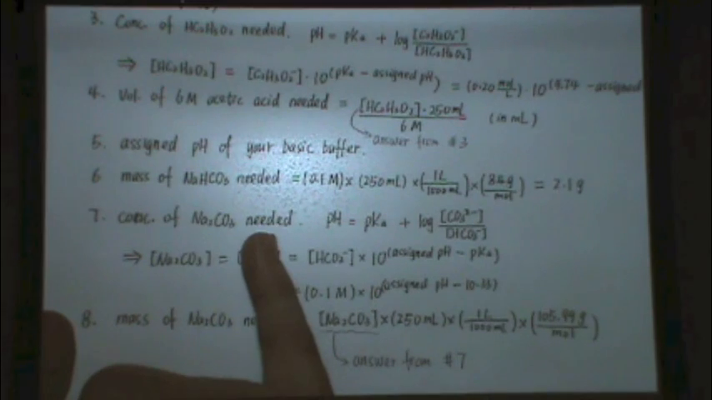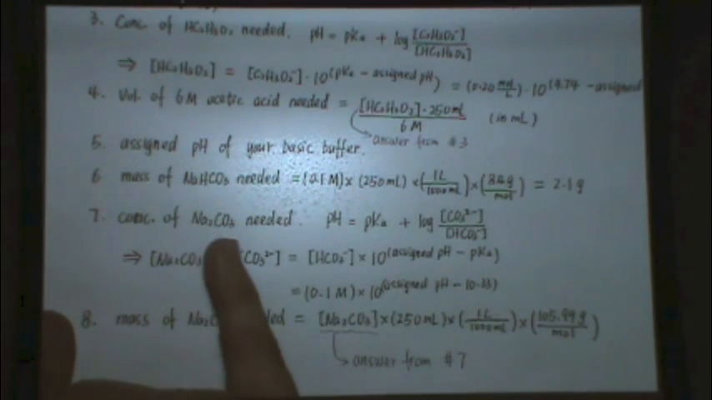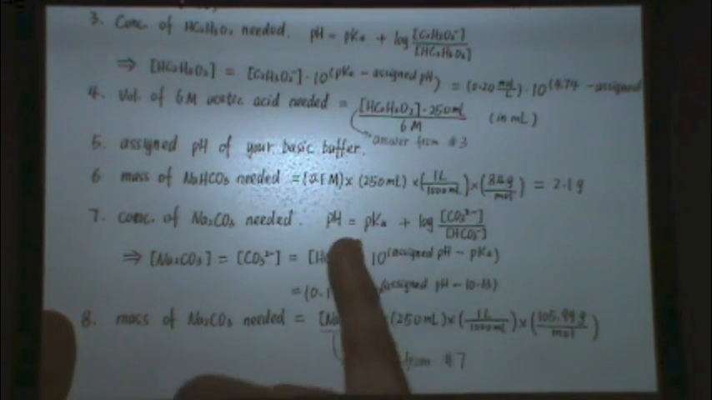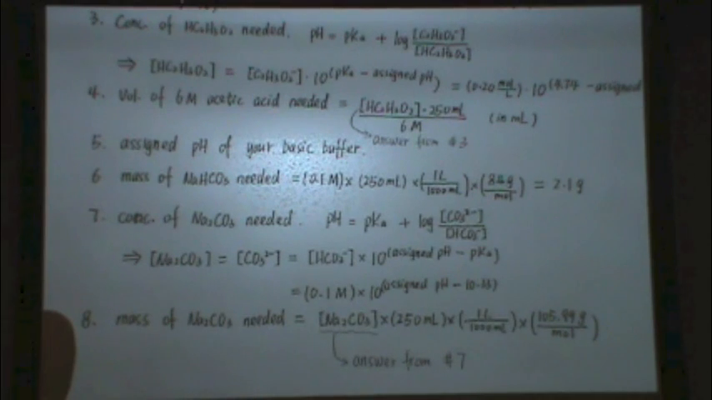Then you're going to have to find the concentration of the sodium carbonate. And that, just like in the above problem, you're going to go straight to the Henderson-Hasselbalch. You're going to solve for the base, which is the carbonate ion concentration. And you're going to use Henderson-Hasselbalch, the assigned pH minus the pKa. The pKa is a given number, you'll see it right there. And the 0.1 from the hydrogen carbonate ion, that's from above.